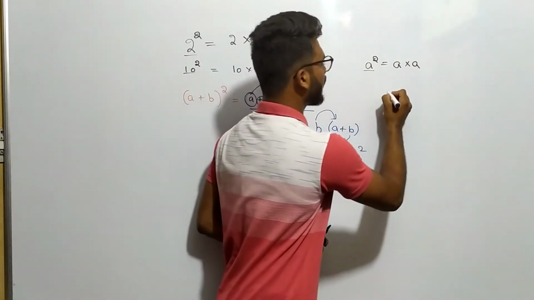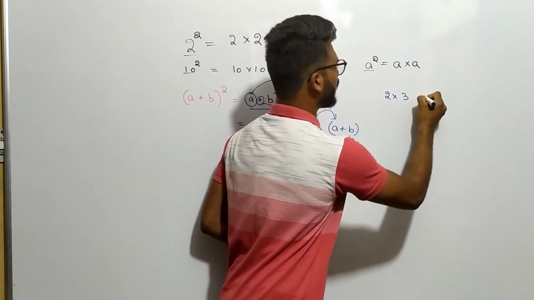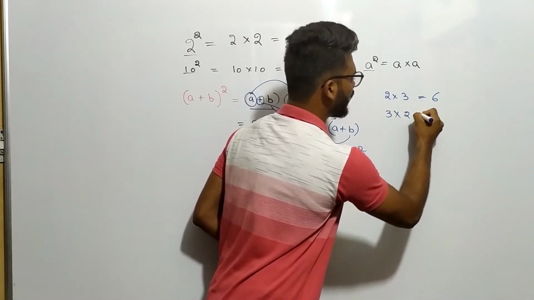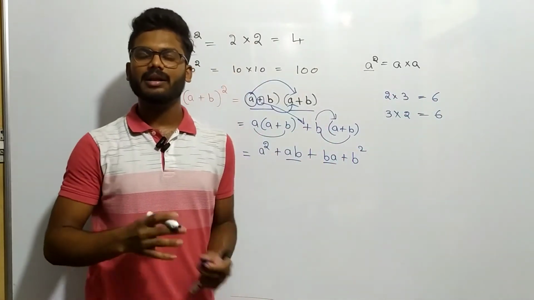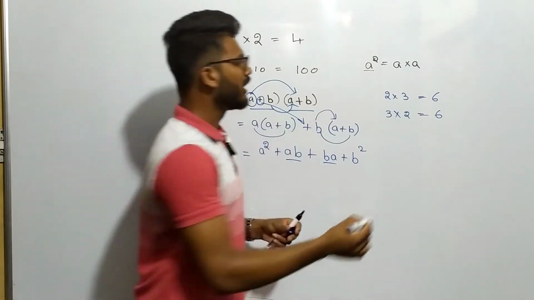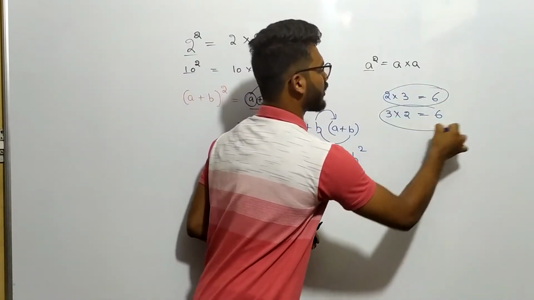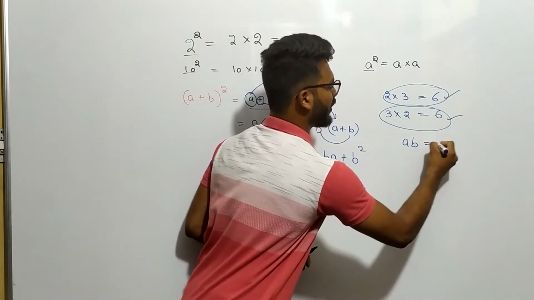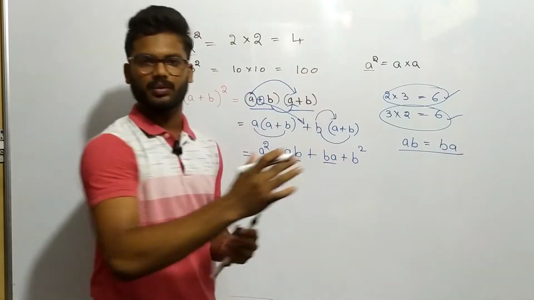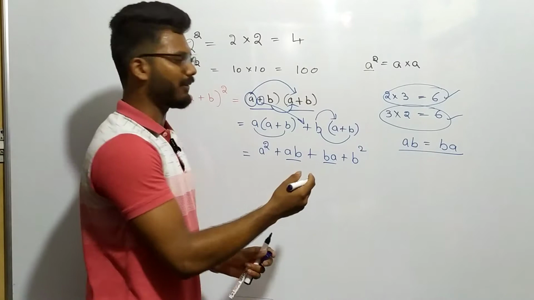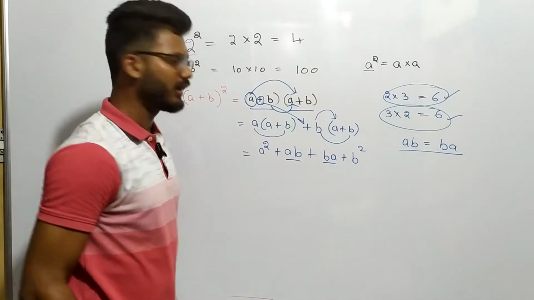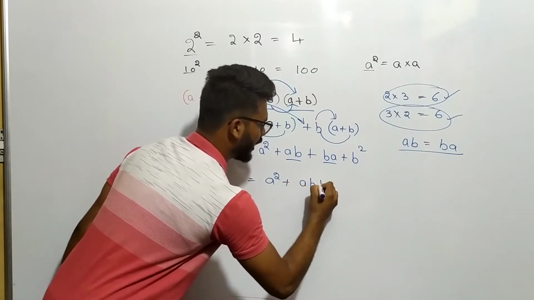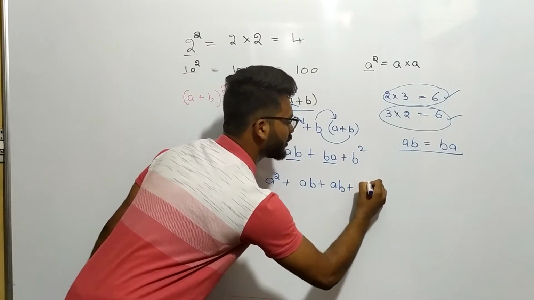First, see here. What is 2 into 3? It is 6. In the same way, what is 3 into 2? It is also 6. When it comes to numbers and variables, if you multiply in any order, the result is the same. So here also, instead of ba you can write ab. ab is multiplying a and b, and ba is also multiplying a and b. Clear? So what will you get? a² + ab + ab + b².